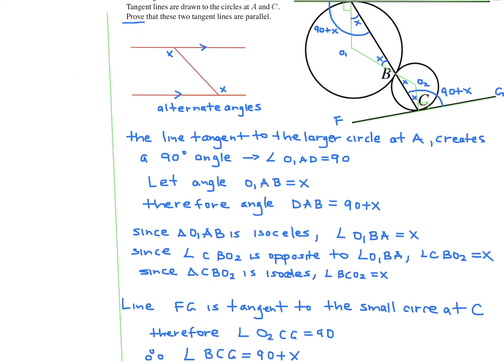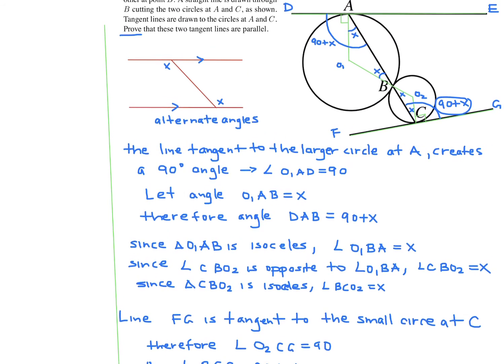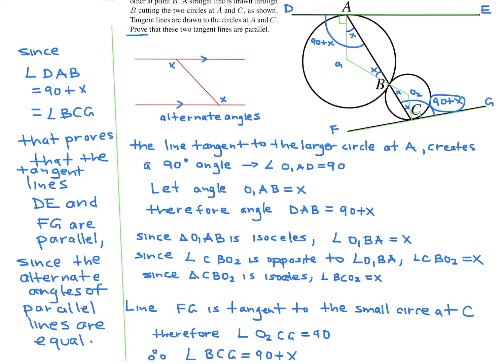I want to keep all this in the same screen. So since this angle is 90 plus x and that angle is 90 plus x, that proves that those two lines are parallel. Since angle DAB equals 90 plus x, which is equal to angle BGC, that proves that the tangent lines DE and FG are parallel, since the alternate angles of parallel lines are equal. And there you go. That is a sufficient proof. And in addition to labeling the diagram, you also have to write it all out to explain it.